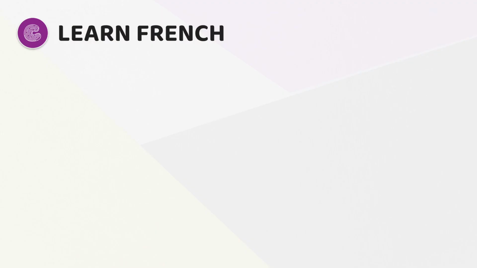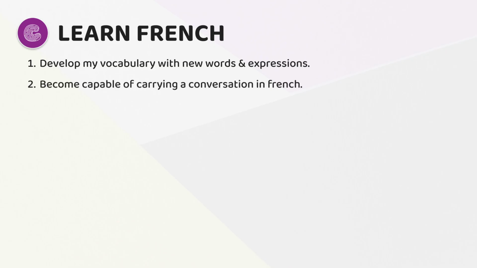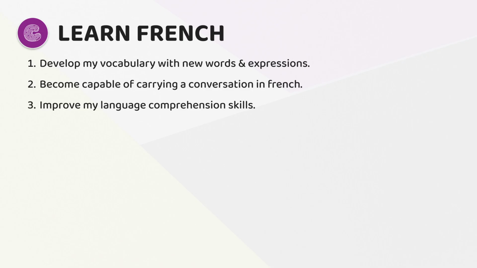Just like before, let's see an example, and some objectives will follow the SMART formula while others won't. And I took this approach to illustrate traps we can fall into when declaring our objectives and how to try to avoid them. So, if my goal is to learn French, some objectives may sound like develop my vocabulary with new words and expressions, become capable of carrying a conversation in French, improve my language comprehension skills. Though they sound reasonable, the first one doesn't tell me how many new words or expressions I should learn or try to learn and by when.